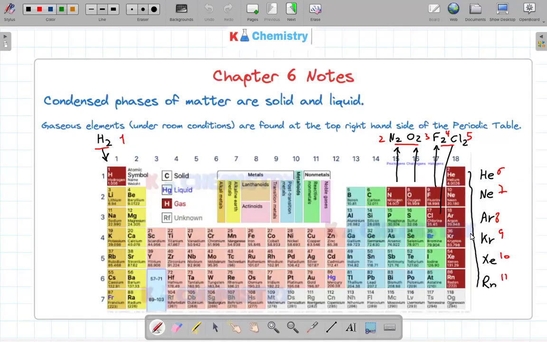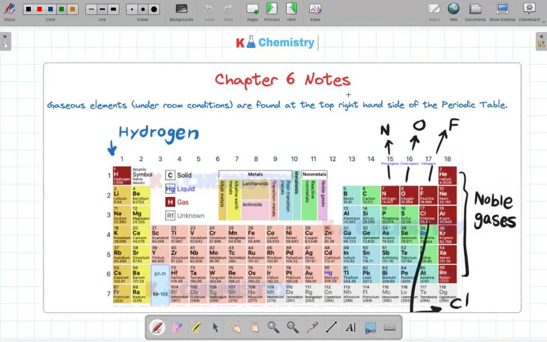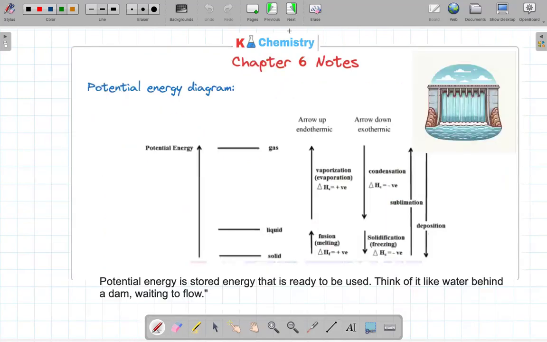In the beginning of this lesson, we'll try to revise what's remaining from the last lessons. So we talked about the condensed phases of matter, which are solids and liquids. We explained what the famous gases in the periodic table are and their location in the top right. The potential energy diagrams. What is the potential energy? What is the potential energy of a gas, of a liquid, of a solid?